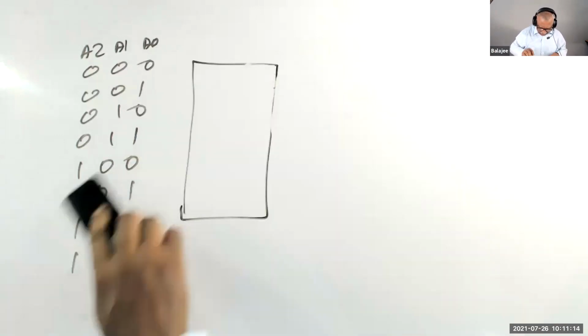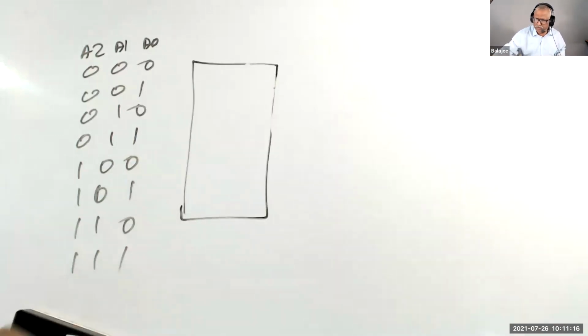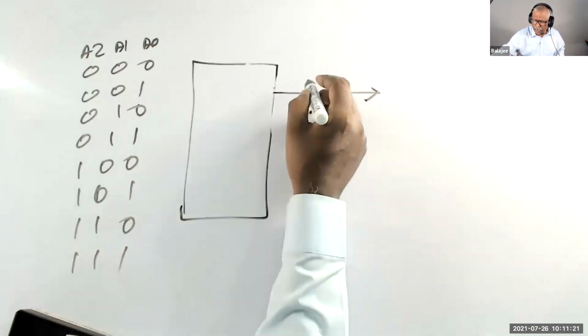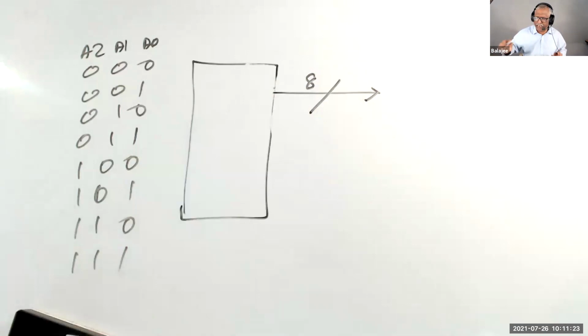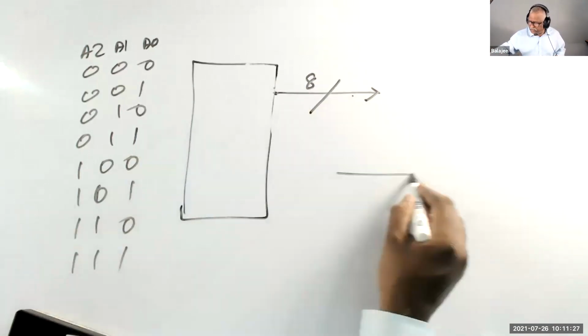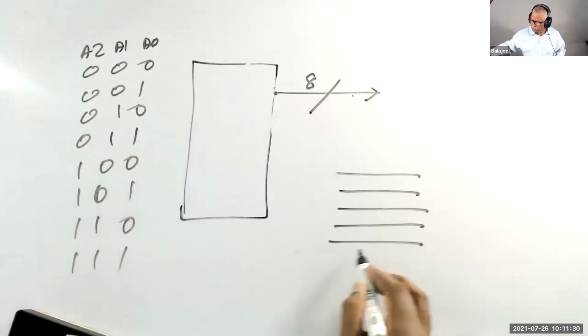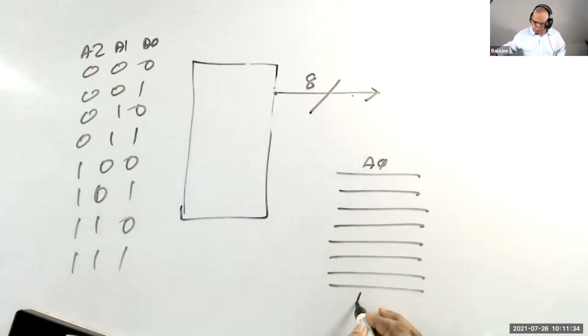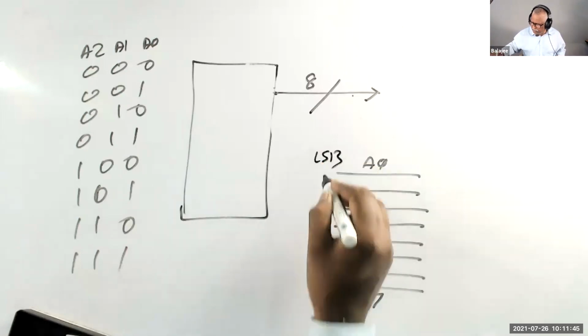What we wrote is a single wire, and put a slash and put 8. That means 8 wires. That means this is not a single wire. This is a group of 8 wires. And this is LSB. This is MSB.